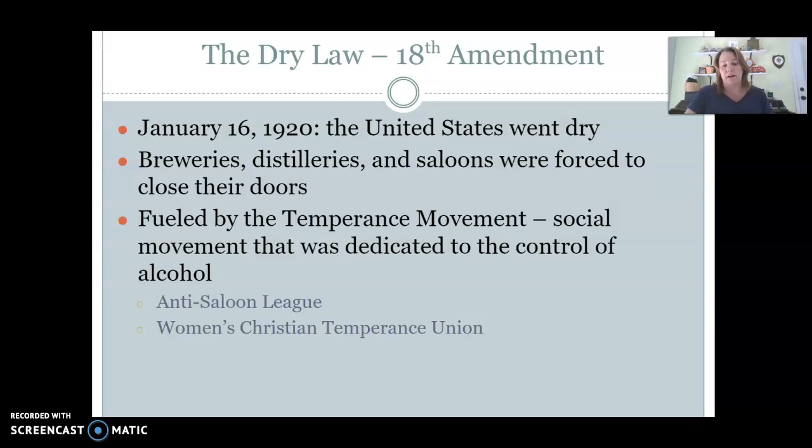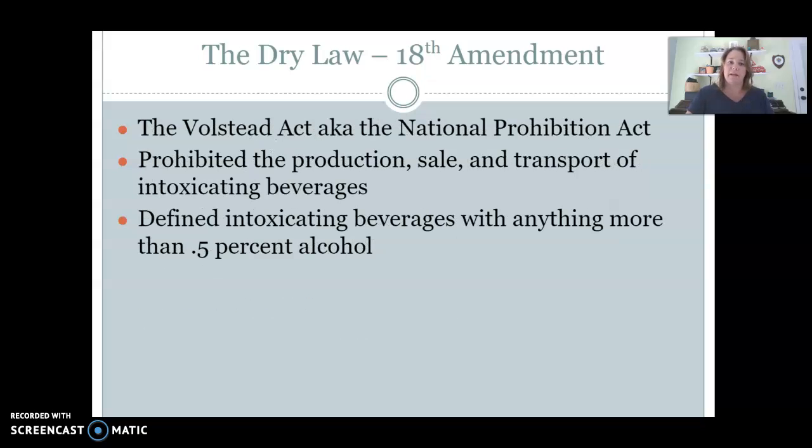This was fueled by a lot of factors, but one of the major ones was the temperance movement, which was a social group that found alcohol to be evil, and they wanted to eliminate it by making it illegal. It had a lot of names: the Dry Law, 18th Amendment, the Volstead Act, National Prohibition Act, and it defined intoxicating beverages as anything more than 0.5% alcohol.